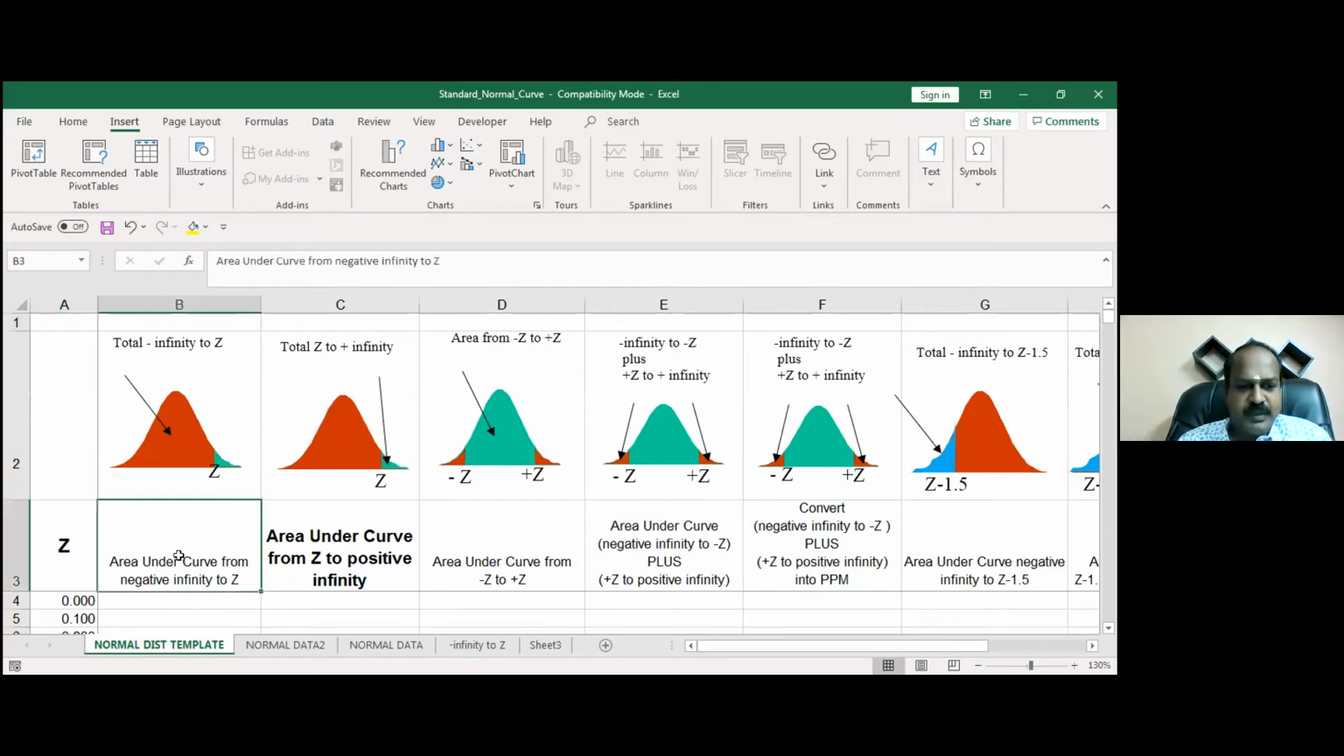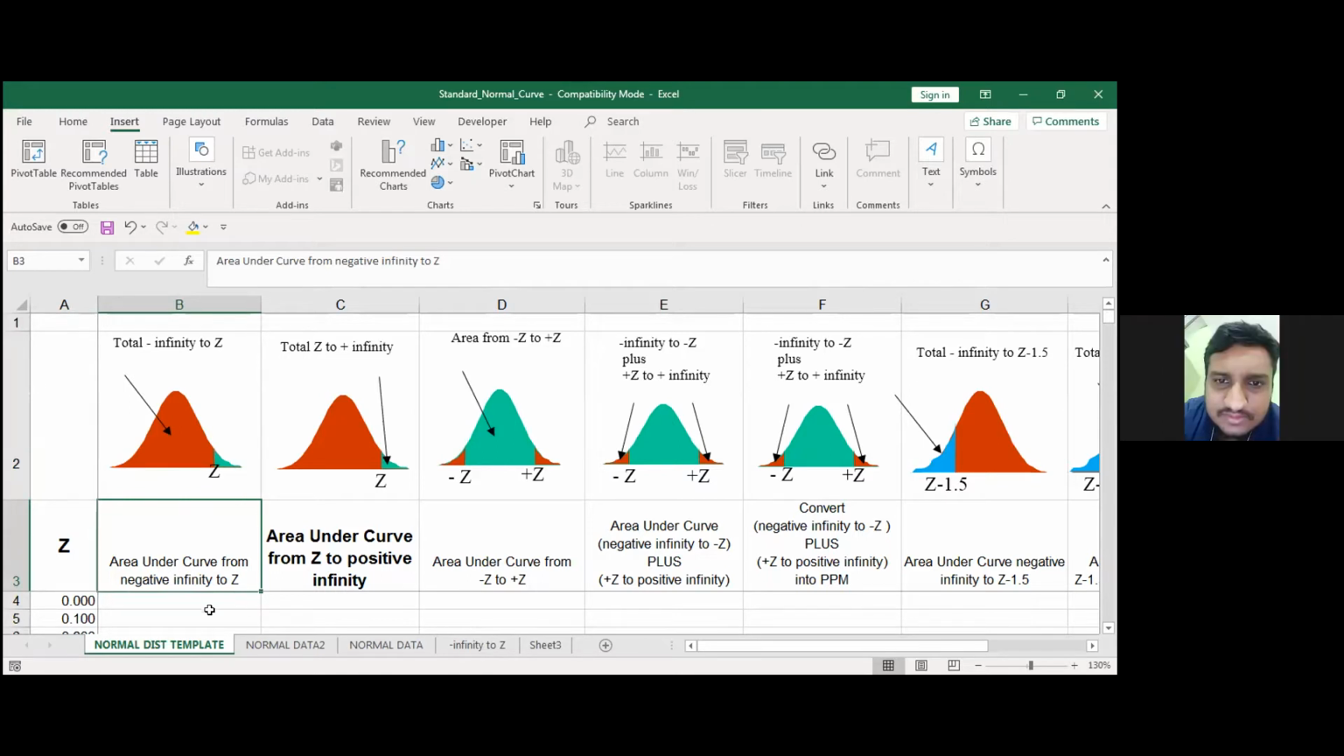And now, can somebody read this box? What is this box? Area under the curve. Can you read it out? Area under curve from negative infinity to Z. Negative infinity will be on the left side, the left extreme of your curve. Am I right? Negative infinity to Z. What is that area? Is that the red area or the green area? Red area. Very good. Beautiful. This area I am going to calculate now.